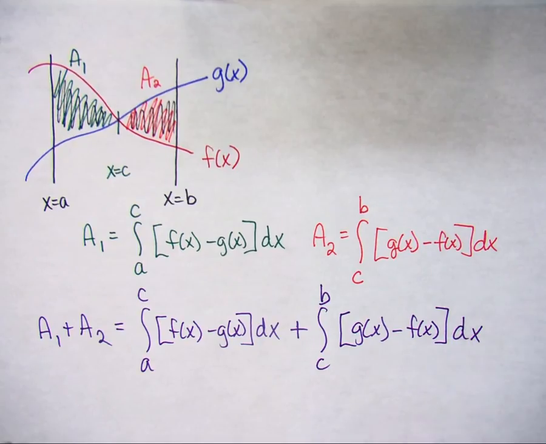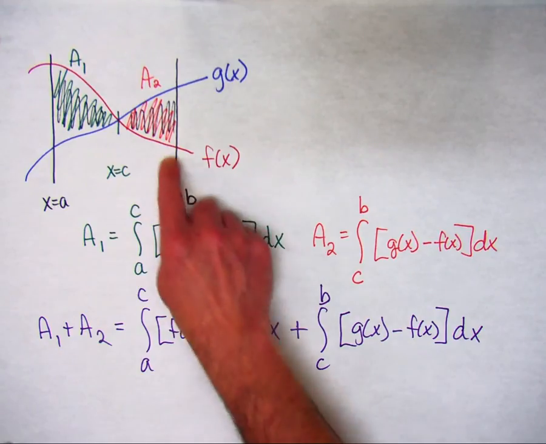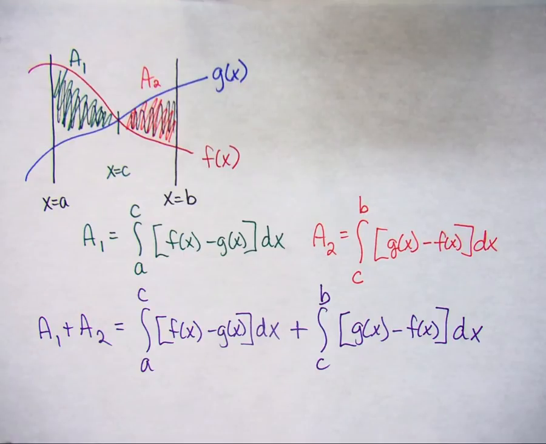So it is possible to find areas of regions if the functions cross. You just have to treat them as separate regions. And obviously this could happen multiple times. The graphs could cross, and in each case you'd have to determine the intersection point and find the area of each individual region.